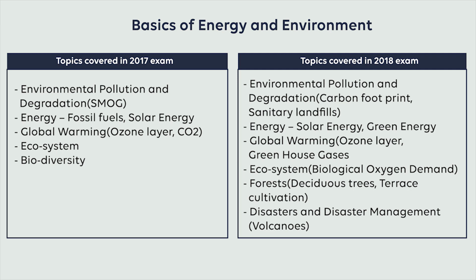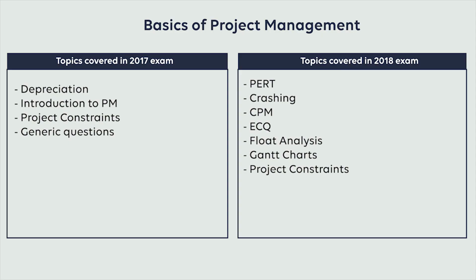Let's move on to the next, which is project management. The topics that were covered in 2017 exam include questions from depreciation, introduction to project management, project constraints and some generic questions. In 2018 exam, we had questions related to PERT, crashing, CPM, EOQ and so on, Gantt charts and all these questions. So these are the areas where questions have come from.